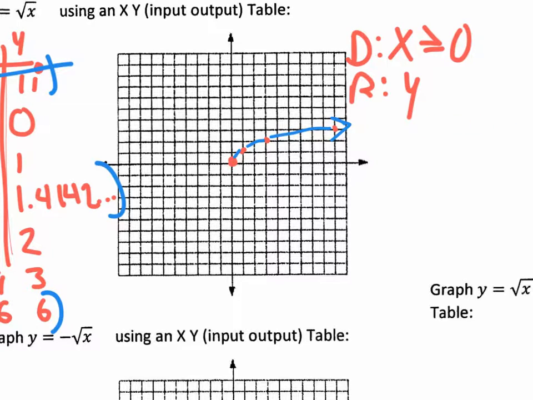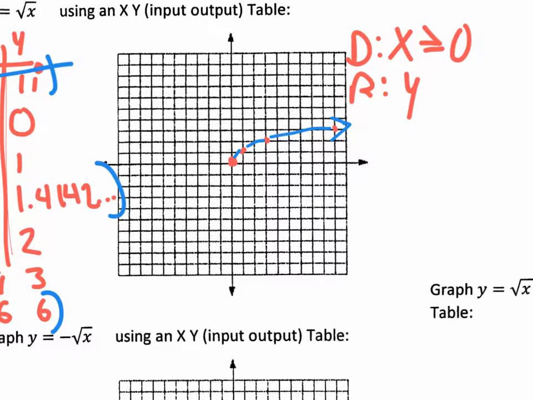The answer is no. It continues to rise higher and higher forever. For example, if I did the input of 81, what would the output be? It would be 9. But if I did the input of 100, the square root of 100 is 10. So I could keep plugging in higher and higher x values, and I will get higher and higher y values. So the range, it really does continue to go up forever.